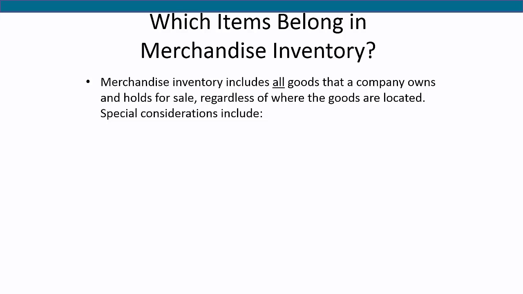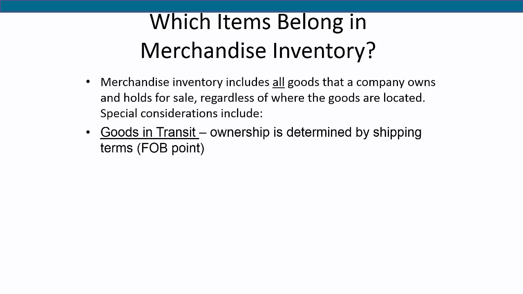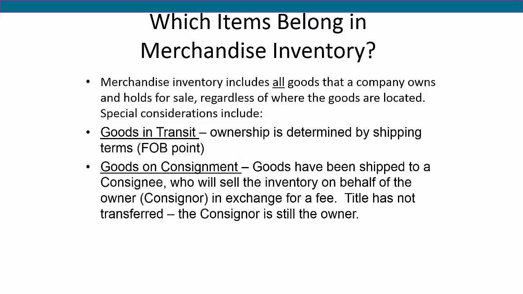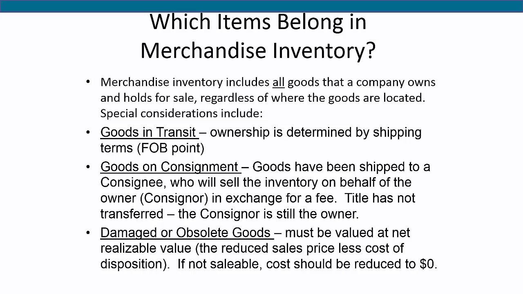So first of all, which items should we include in inventory? Merchandise inventory includes all the goods that a company owns and holds for sale. And this rule holds true regardless of where goods are located when the inventory is counted. Now, certain types of inventory require special attention, including goods in transit, goods on consignment, and goods that are damaged or obsolete. So your textbook covers each of these items in detail at the beginning of the chapter. Please be sure you understand the rules for each of these three alternatives.